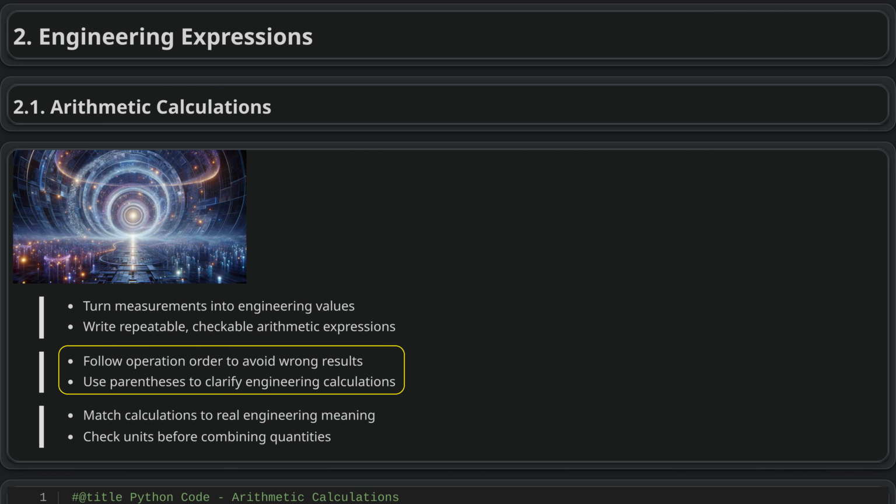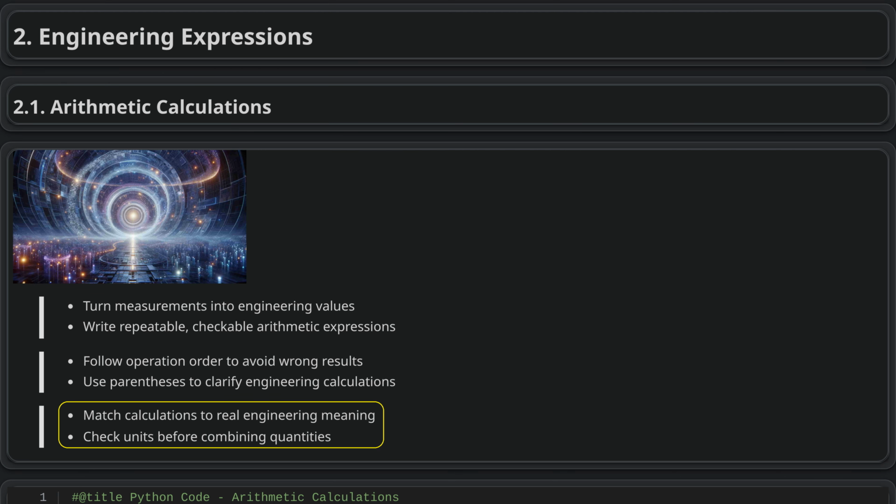Order of operations is essential for accurate calculations because multiplication, division, powers, addition, and subtraction must be applied in the correct order. In engineering, unclear grouping can change results, even in important calculations like loads or safety margins. Using parentheses makes the intended order clear and helps others understand and check your work later.